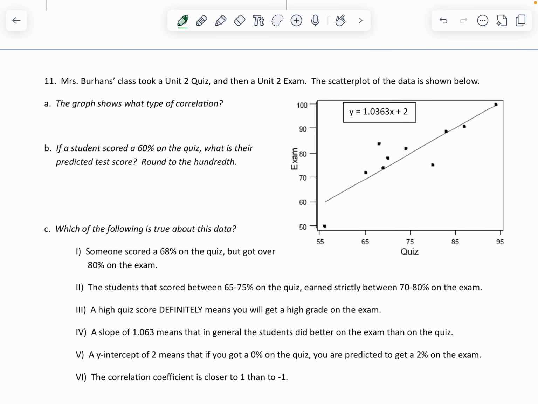Okay, number 11 says Mrs. Burhan's class took the Unit 2 quiz and the Unit 2 exam. The scatter plot of the data is shown below. The graph shows what type of correlation. If I look at this pretty picture, it looks like a positive correlation. And I'm going to say strong.